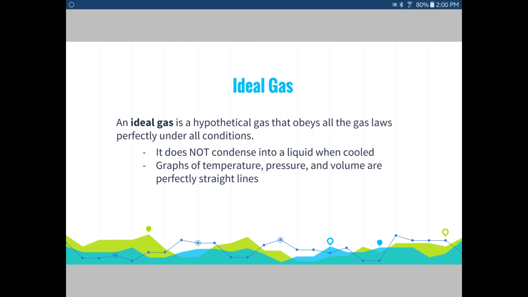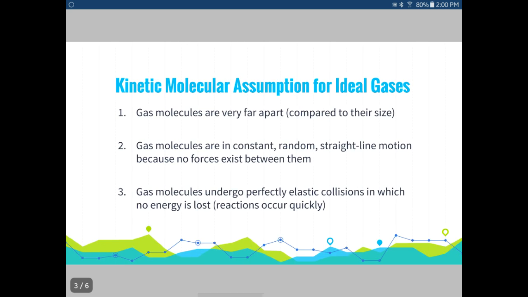There would be no changes in those graphs. So we also need to look at the kinetic molecular assumption for ideal gases. Now, the kinetic molecular assumption is saying that we have the movement of molecules in our gases. So that's what kinetic means. It's kinetic energy, or the movement.